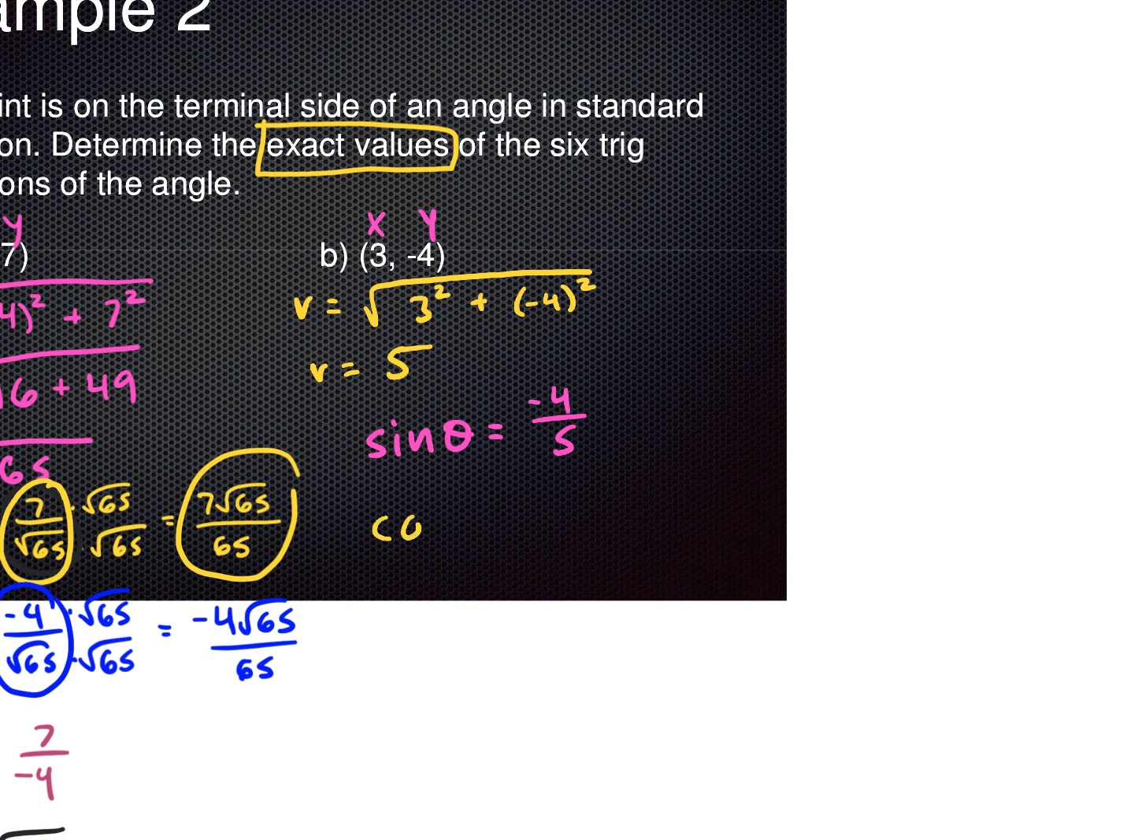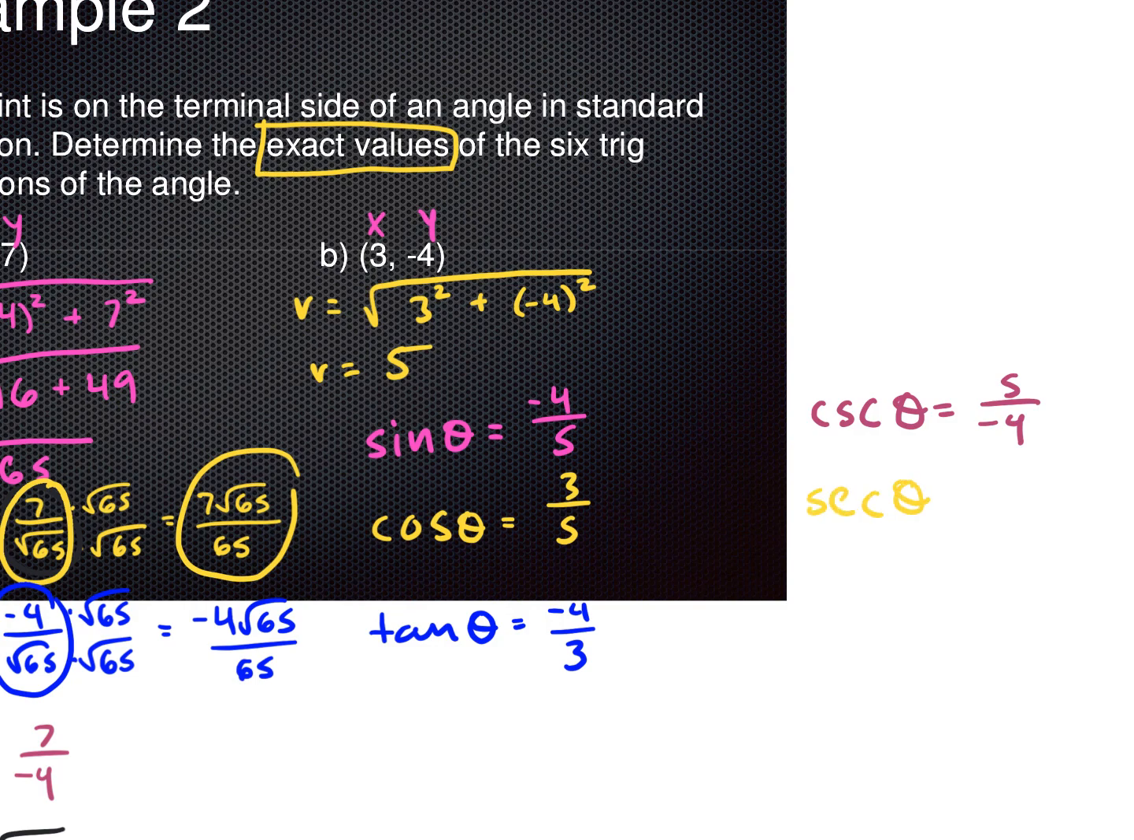Next, I have cosine of theta, x over r, so what would that be? 3 over 5. Then tangent of theta, negative 4 over 3. Then our reciprocal functions, so cosecant theta, 5 over negative 4. Secant would be 5 over 3. And then cotangent, so 3 over negative 4, or negative 3 over 4.